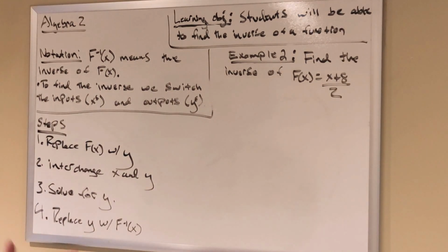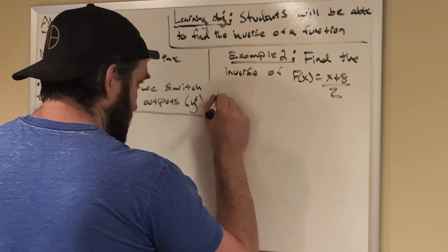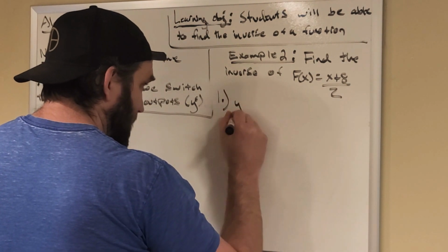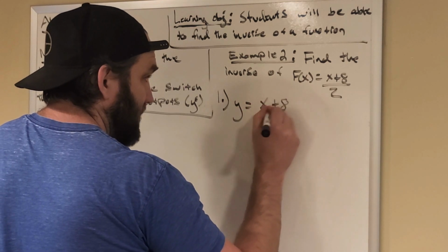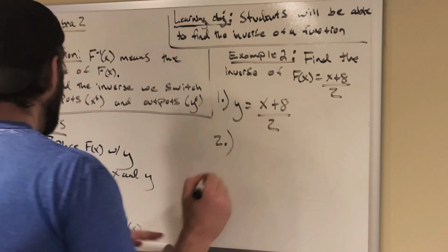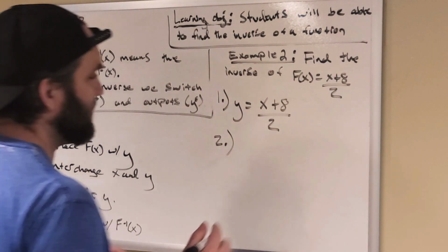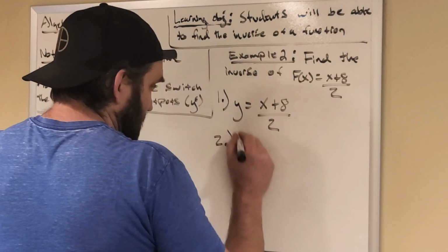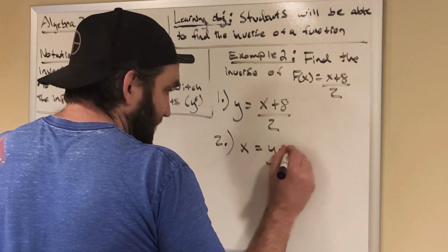I take a look at my steps. My first step here is replace the f of x with y. So y equals x plus 8 over 2. Okay, great. Now I want to interchange my x and my y. So wherever I see a y, I put an x. Wherever I see an x, I put a y. So here we go. X equals y plus 8 over 2.